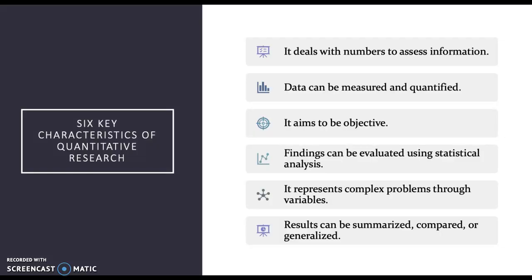First, it deals with numbers to assess information, not necessarily detailed descriptions anymore, and data can be measured and quantified. It aims to be objective. Remember when we're doing interviews, we talk a lot about how interviewers' personality and beliefs can bias research, because qualitative research can be subjective. But quantitative research aims to be as objective as possible, and the findings can be evaluated using statistical analysis.